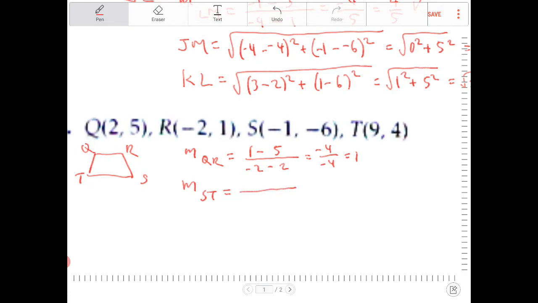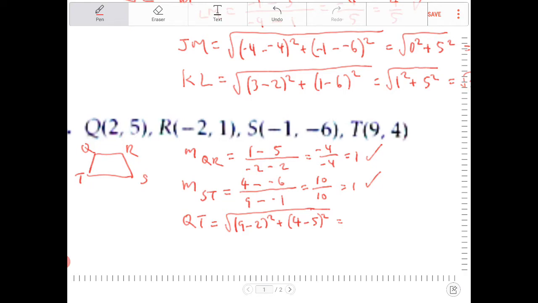We're going to find the slope of ST. And that is 4 minus negative 6 over 9 minus negative 1. And that is 10 over 10, which is also 1. So yes, this is a trapezoid. We're going to now find the length of QT. So the length of QT is 9 minus 2 squared plus 4 minus 5 squared.